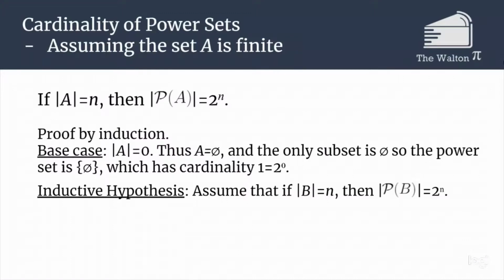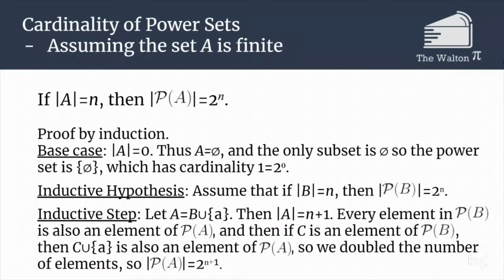Any set with n plus 1 elements can be written as a set with n elements plus an additional element. So the cardinality of A is going to be n plus 1, and now we have to show that the cardinality of the power set of A is going to be 2 to the n plus 1. We start by noticing that every element in the power set of B is also going to be an element of the power set of A, because every subset of B is also a subset of A.